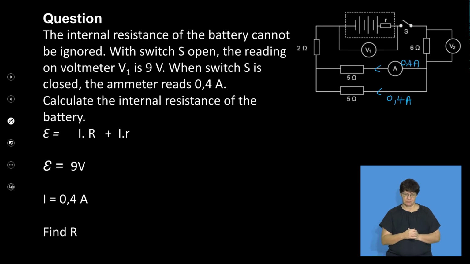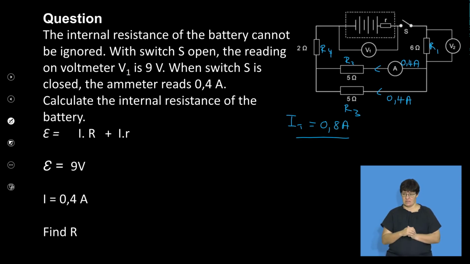So what is the total current in the circuit? We can choose to look at it that way, or we can use the equation to find R, which is the total R. Let's call the 5 ohm resistors R2 and R3, and the others R1 and R4. The total current in the circuit is 0.4 times 2, which is 0.8 amperes.